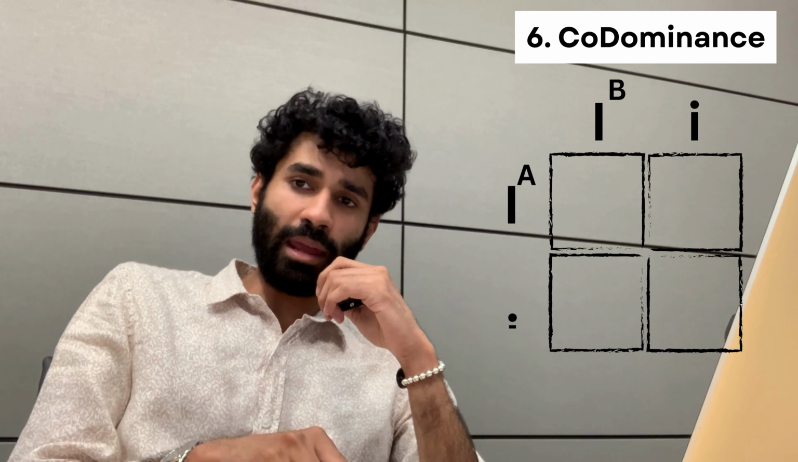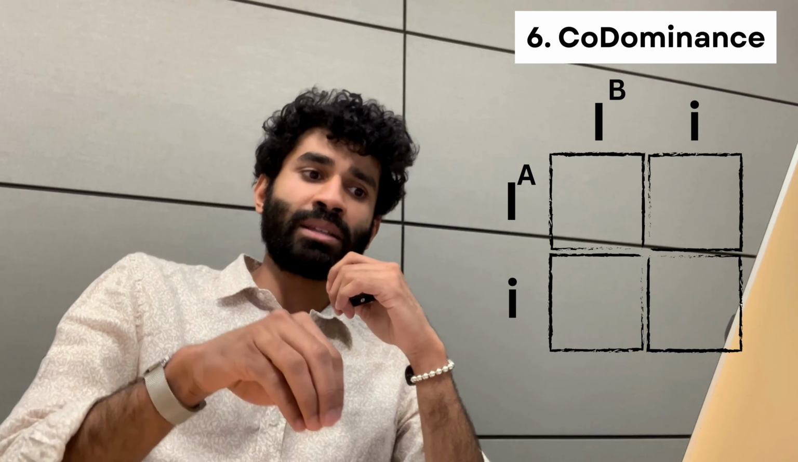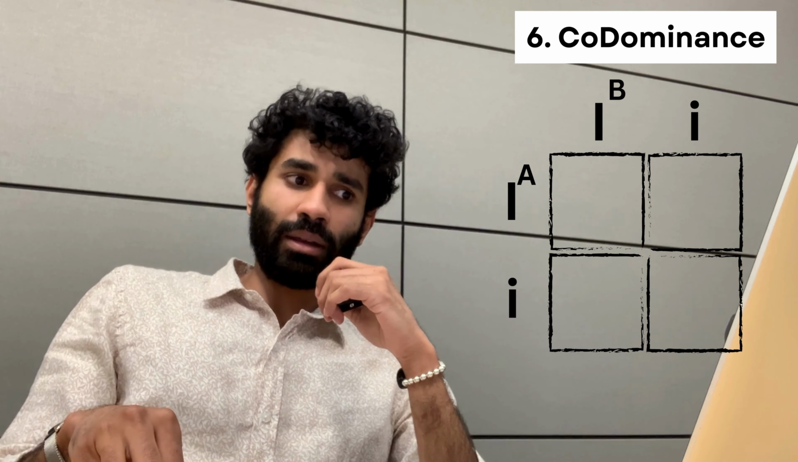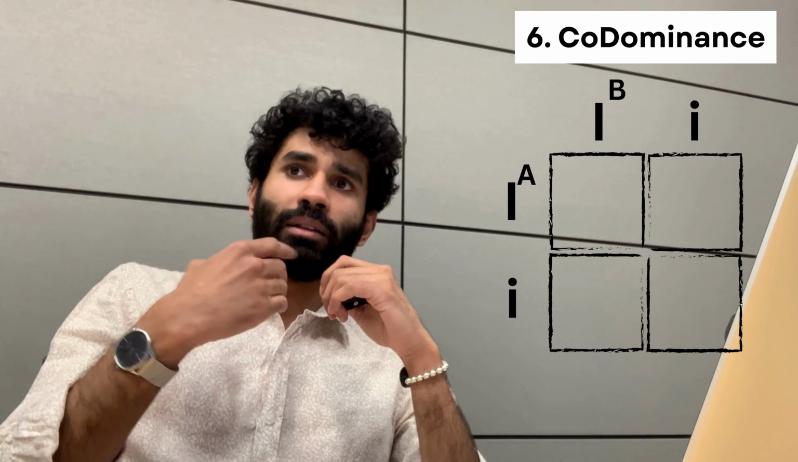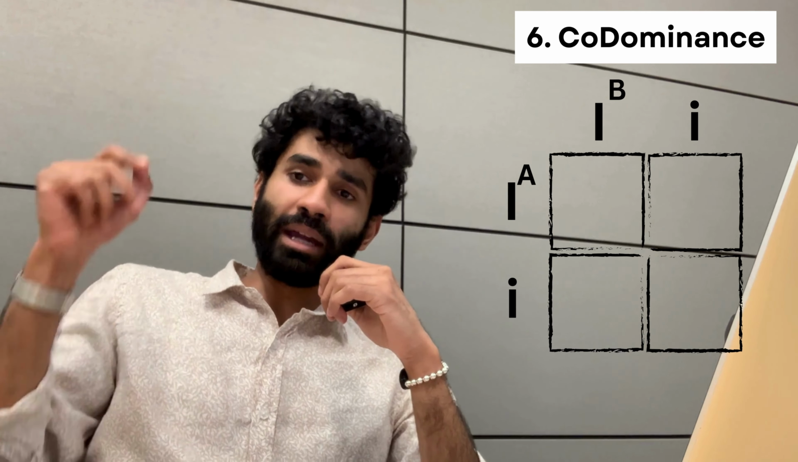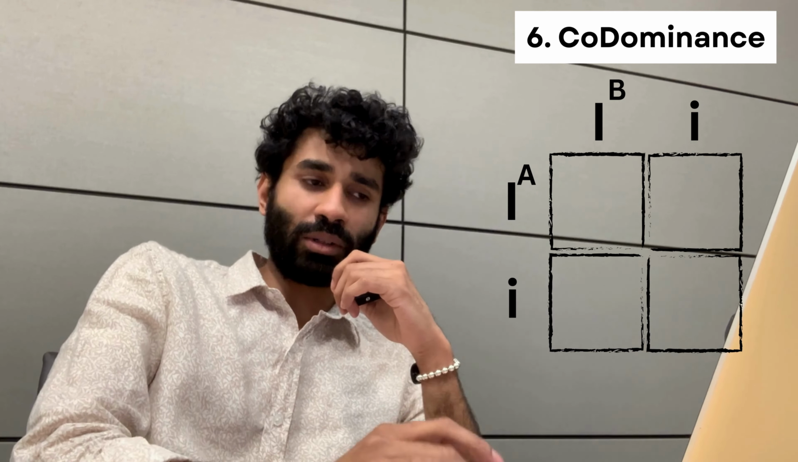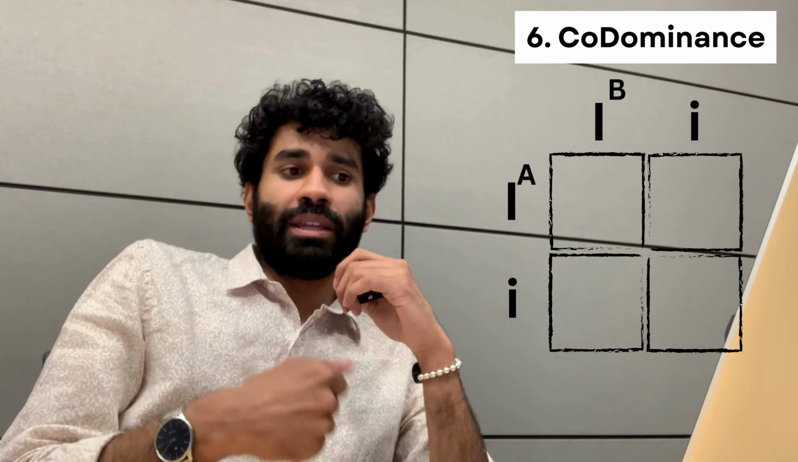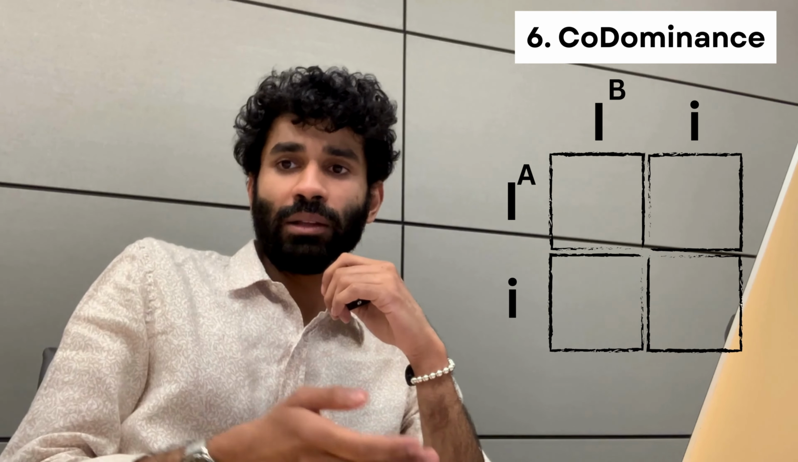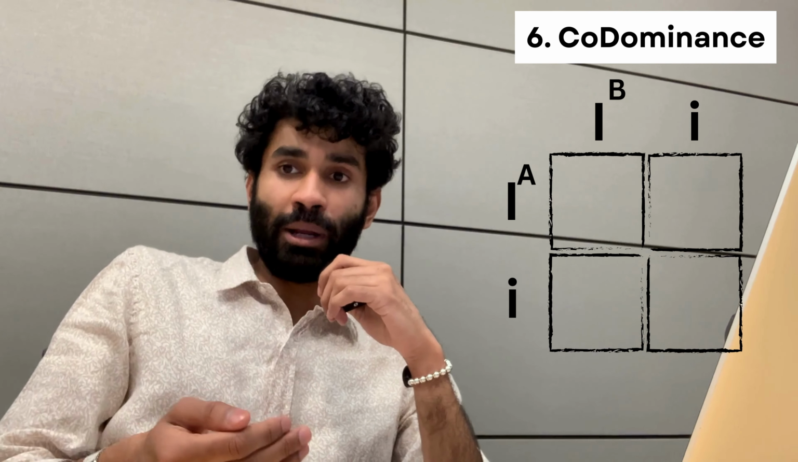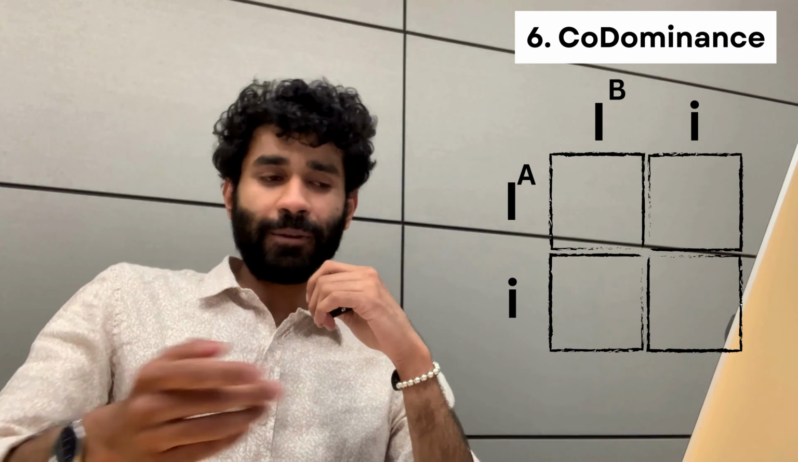If you cross a heterozygous blood type A with a heterozygous blood type B, and by that I mean like the AI and a BI, if you cross those two parents, what do the offspring look like? So the type A parent can donate the A allele or the I. The type B parent can donate the B allele or I.